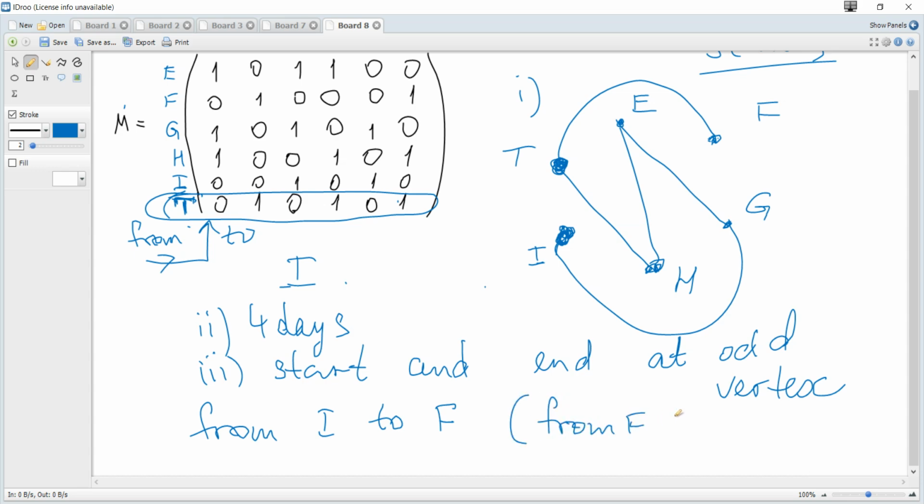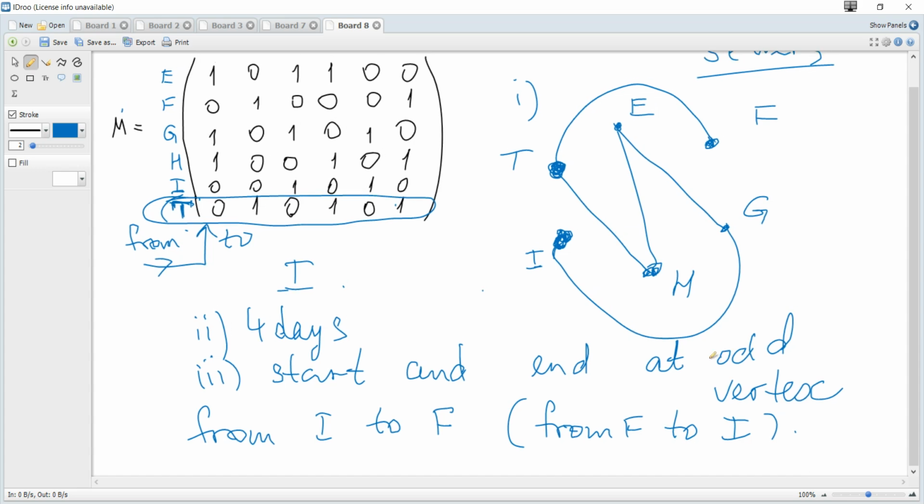It's clear what this route actually is. You can see it's like this, or like this. And that's all for this question.